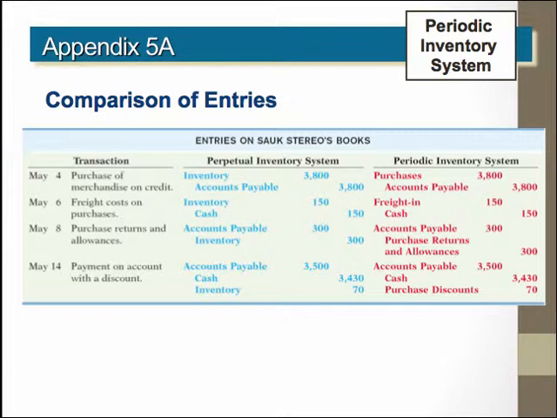When we look at the purchase returns and allowances, instead of recognizing a reduction of inventory for items returned, we put it into the contra account called purchase returns and allowances. And finally, the last one, in a perpetual where we take the discount, it reduces the inventory value. In the periodic, we recognize the contra account purchase discounts.